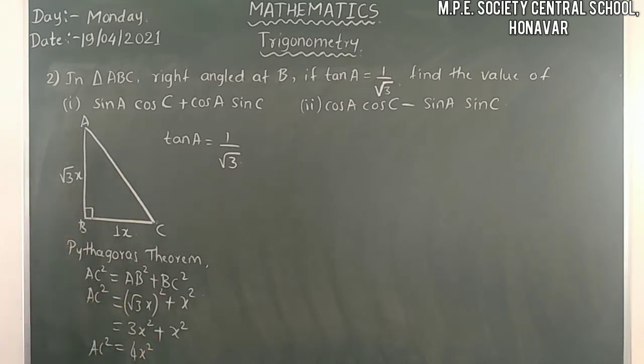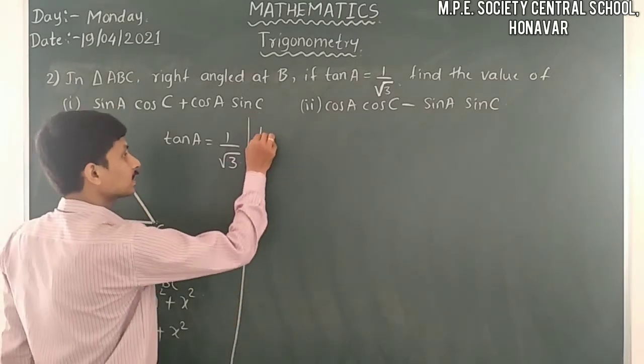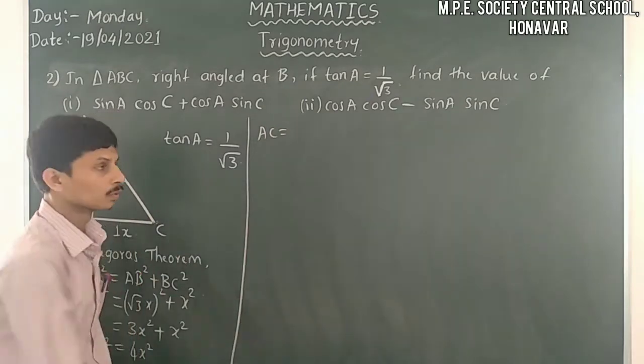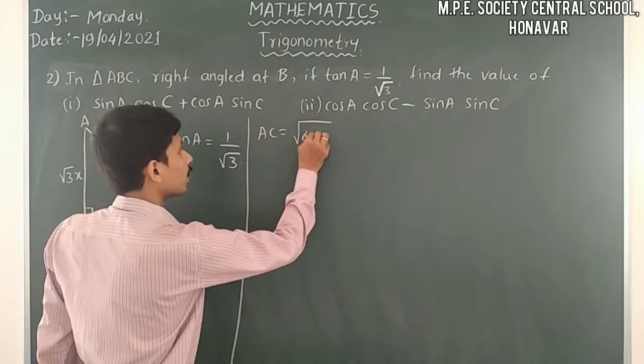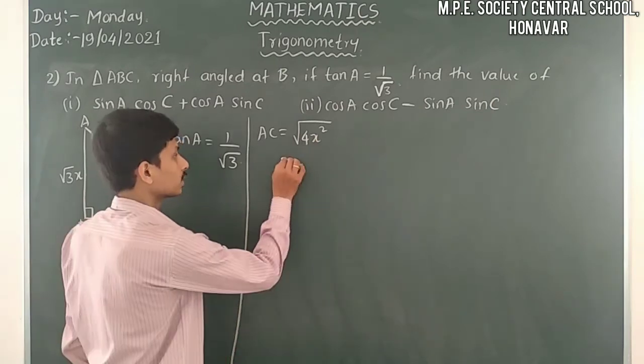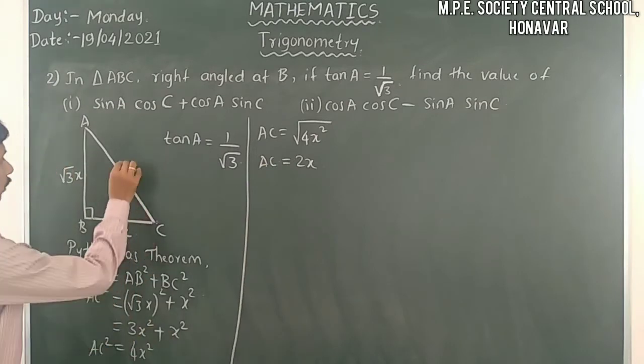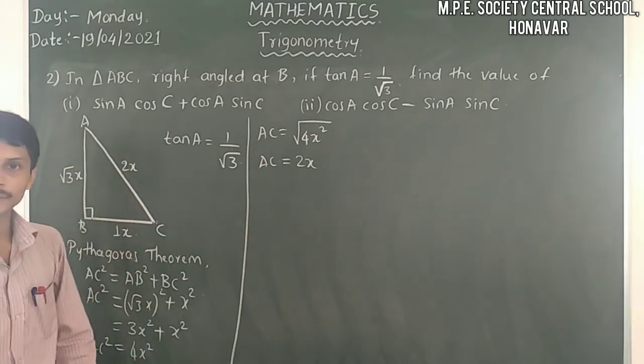AC square is equal to 4x square, then AC is equal to square root of 4x square. Here 4 and x square both are perfect squares, so that's why the answer is 2x. AC is equal to 2x.